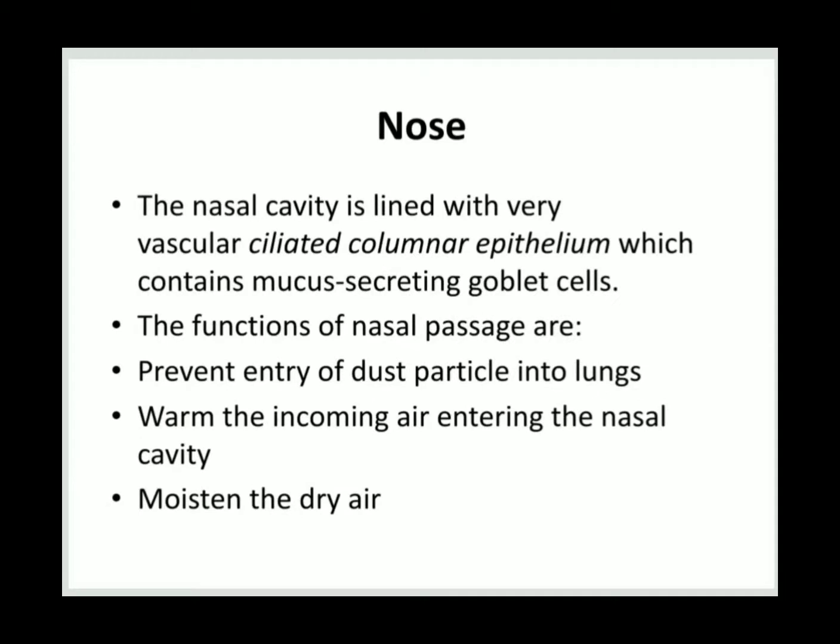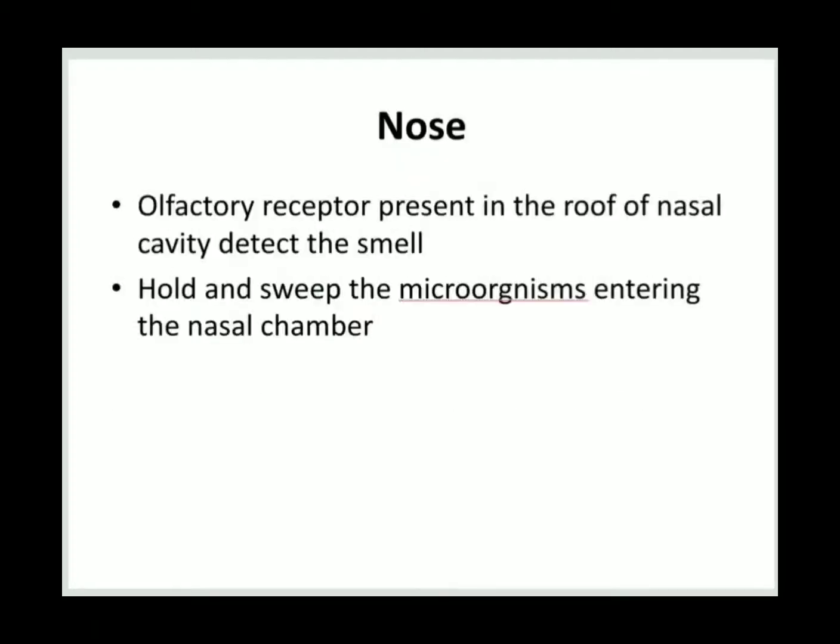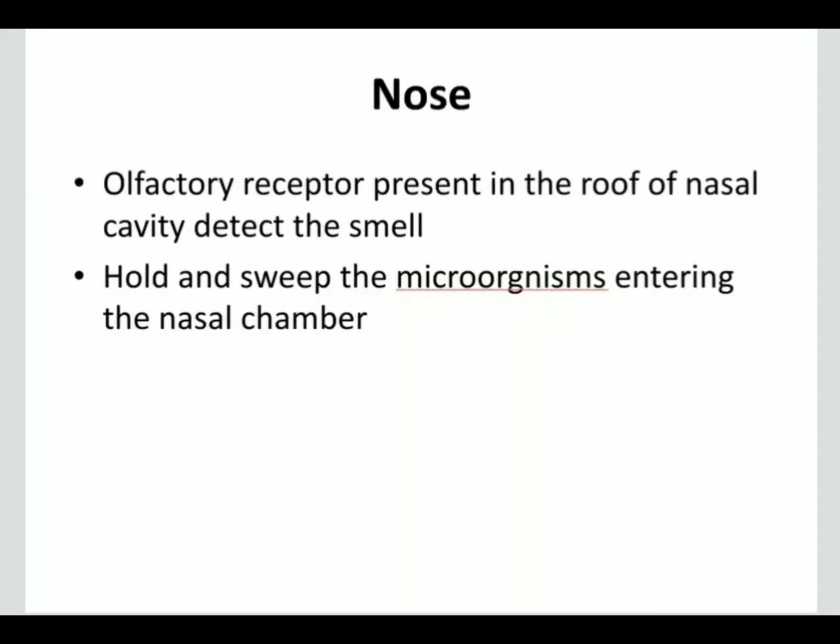Next, coming to the nasal cavity, it is lined with a very vascular ciliated columnar epithelium which contains goblet cells, that is, they secrete mucus. What are the functions of this nasal passage? It prevents the entry of dust particles, warms the incoming air entering the nasal cavity, and also moistens the dry air. Along with that, olfactory receptors are present in the roof of the nasal cavity, which detect smell and sweep away the microorganisms entering the nasal chamber.